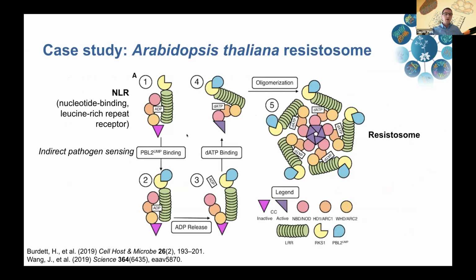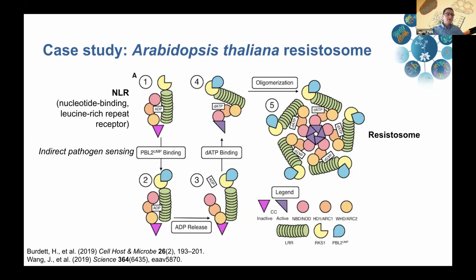So the steps that it follows in forming the resistosome are illustrated in this schematic here. First, the NLR begins in its inactive state in which it's bound to ADP. Upon indirect pathogen sensing, it then undergoes a conformational change where it releases ADP, and then it undergoes another conformational change where it binds to ATP. Once it's bound to ATP, it then oligomerizes into the pentamer, the fully formed resistosome.